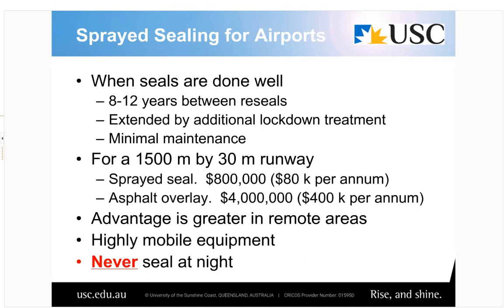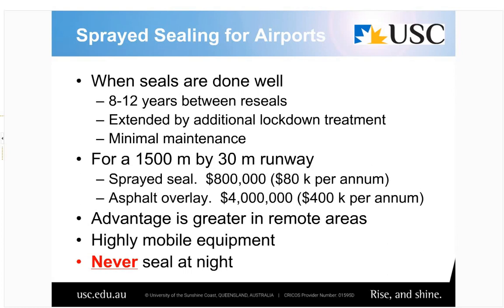So in terms of the economics of spray sealing, a good seal should last you between 8 to 12 years, especially if you put your lockdown treatment down and perhaps come back and put another lockdown treatment down when the first one's substantially eroded, maybe by year 8 or 9.